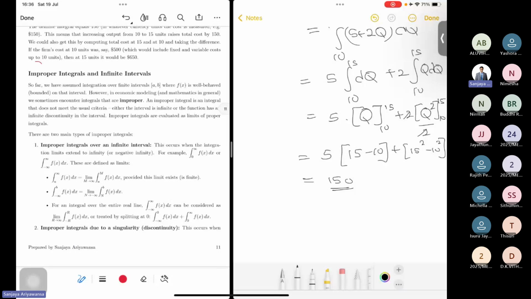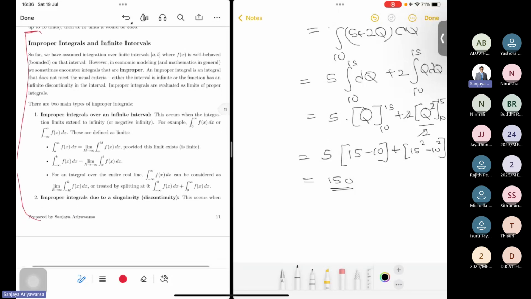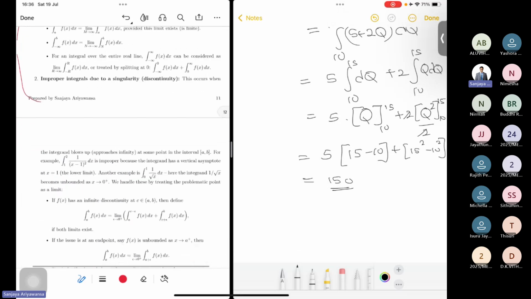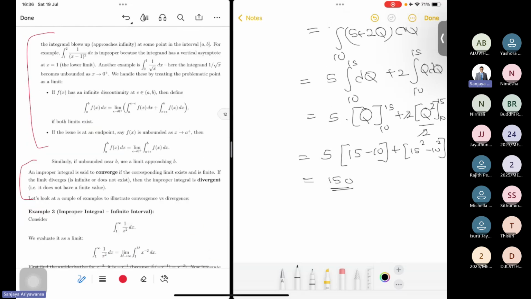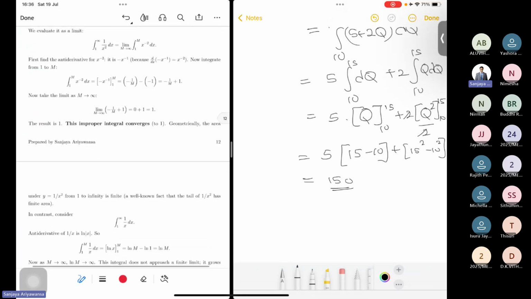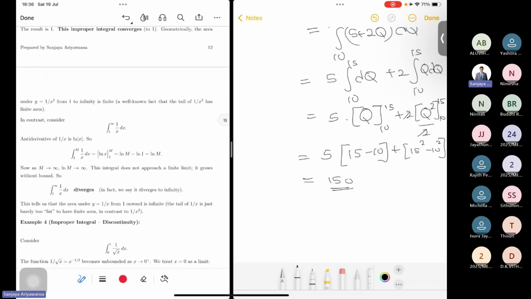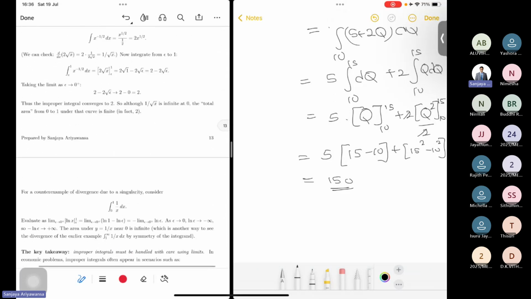This section, you don't need to worry. Improper integrals, I've just given it for completeness' sake, but I will not test it in the exam. It goes way beyond the knowledge you would need. So it's just there, but you can just simply ignore it. And if you're interested, you can read through it also.